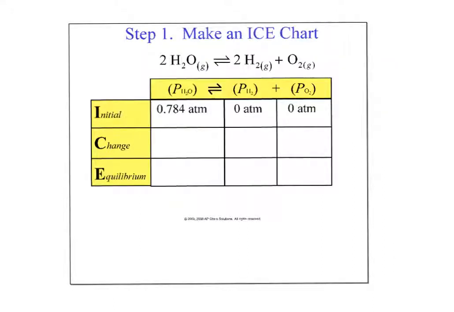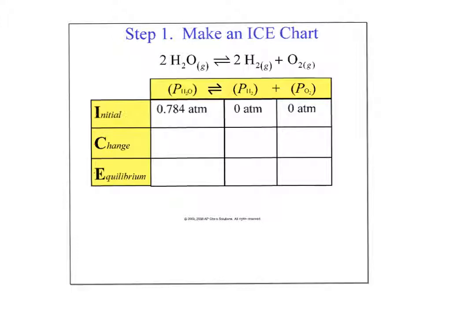So step 1 is to make an ICE chart. So we take ICE underneath the balanced equation. I stands for initial, C stands for change, and E stands for equilibrium. The first thing we're going to do is plug into the initial. So you can plug in concentration or pressures. In this case, since it's all about pressure, we're going to just stick with pressure.